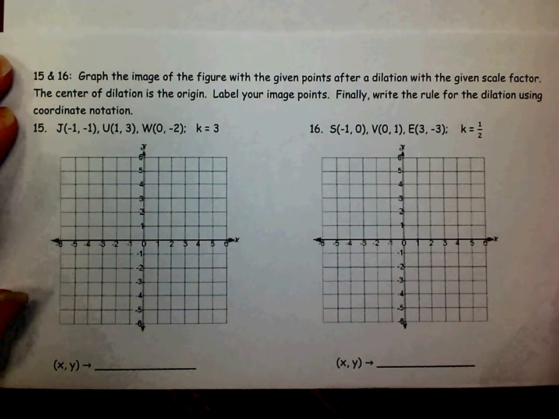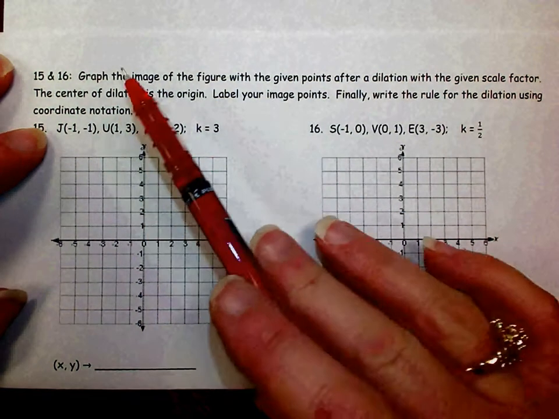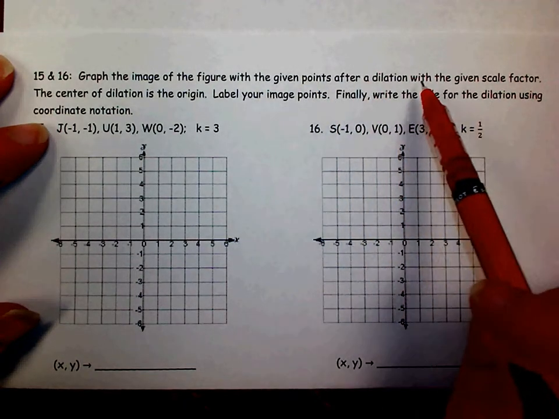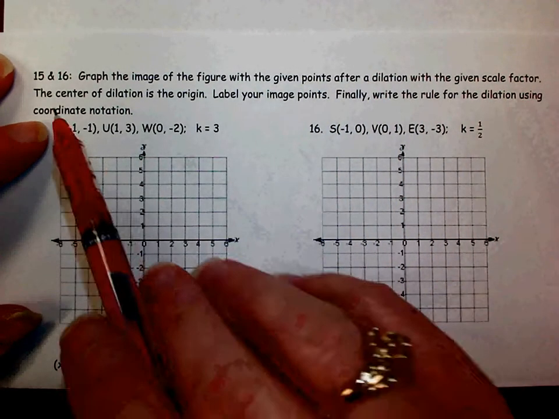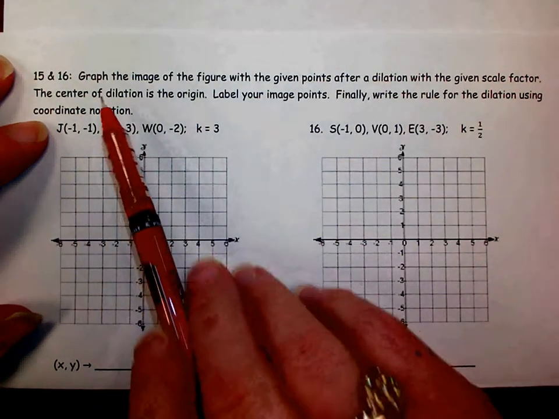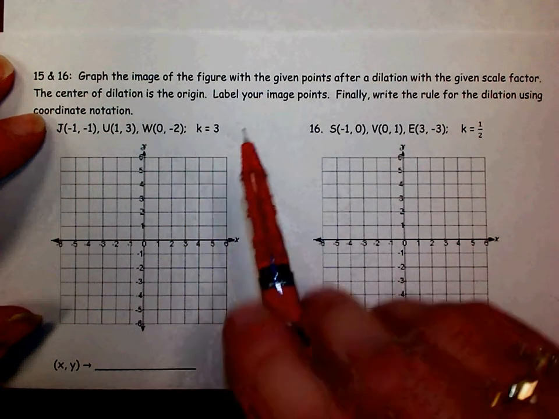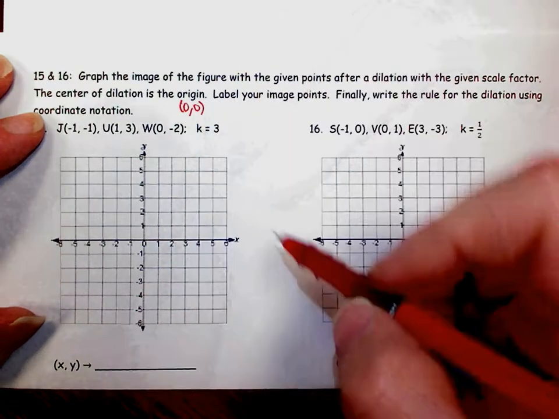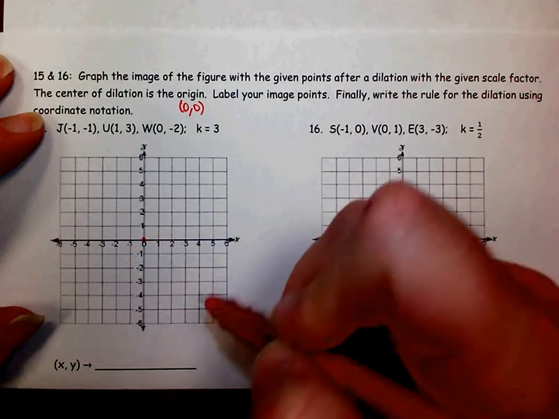On problems 15 and 16, the directions tell us to graph the image of the figure with the given points after a dilation with the given scale factor. So these are our given points. This is our given scale factor. The center of dilation for both problems is the origin. Remember, the origin is the specific point (0, 0), where the x and the y-axis intersect.